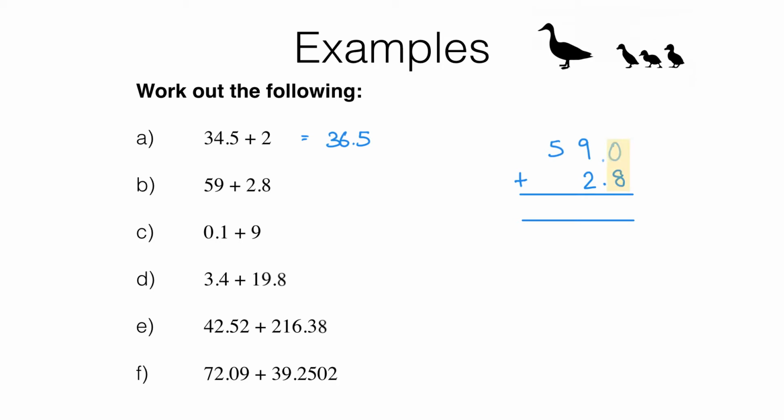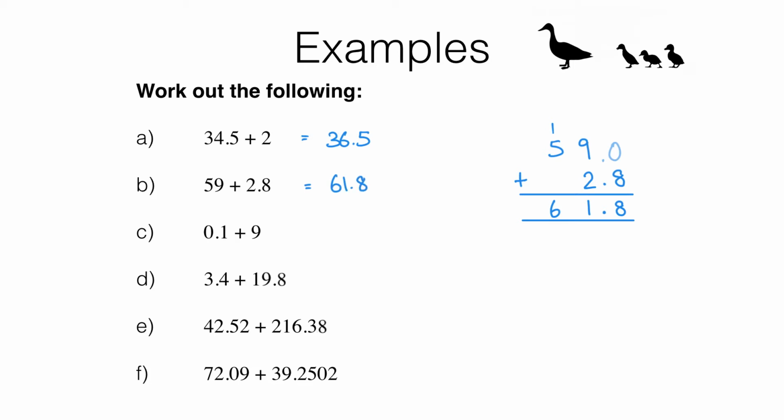0 plus 8 gives us 8. Don't forget the decimal point here. Looking at the units column, we have 9 units plus 2 units. That gives us 11 units, which is equivalent to 1 unit and 1 ten. So I can put the 1 ten up here in the tens column, and then I've got 1 plus 5, which is 6. So our total is 61.8.